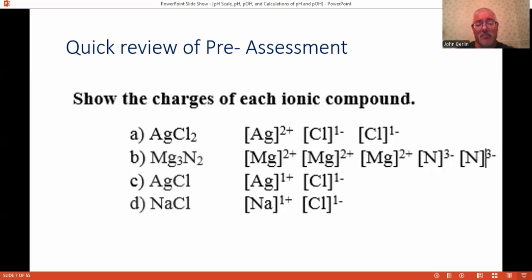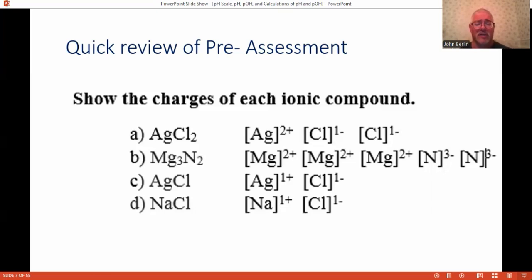Magnesium, you may recognize it's in the second column, so it's a +2. So this one's pretty much straightforward. If it's a +2, there's 3 of them. Each one has a 2+ charge. Nitrogen, it's basically in the end there, it's a -3. And there's 2 of them, so total is -3, -3, or -6.